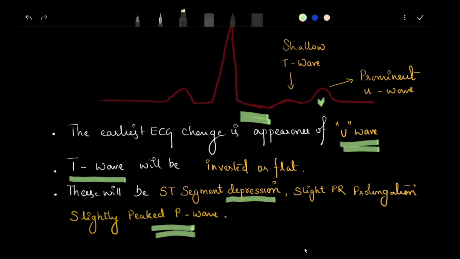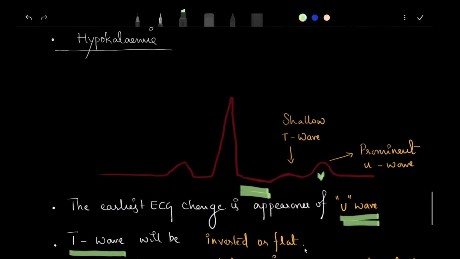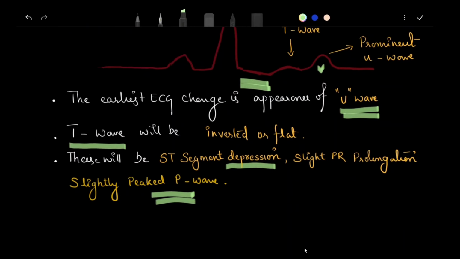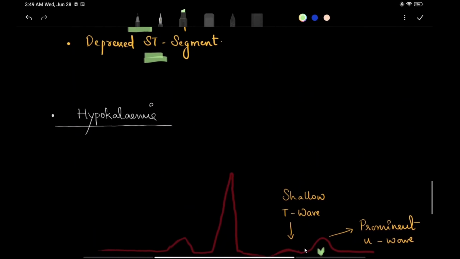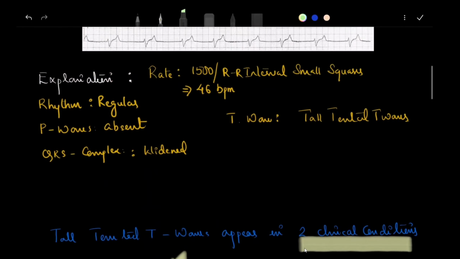In hyperkalemia, the T waves are peaked; in hypokalemia, the P waves are peaked. That's the difference. So this is a case of hyperkalemia.